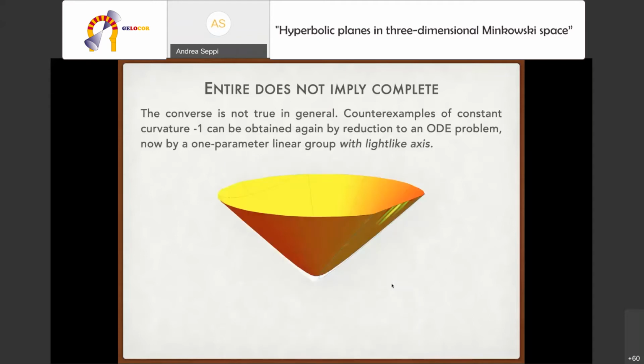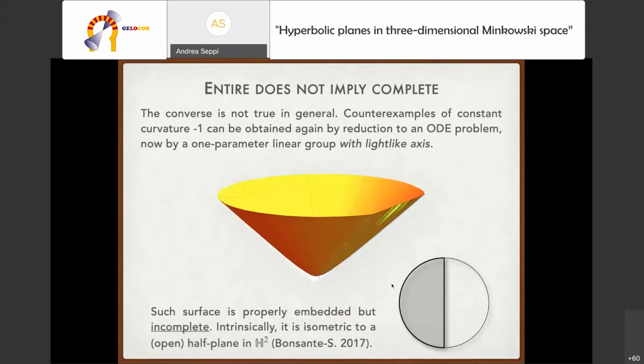In fact, this example is also very easy to manage, and one can prove that intrinsically the surface, as I said, is incomplete, and it is isometric to a half plane in H2. So we have finite length geodesics which reach these boundary components, and these are the geodesics that are escaping in this direction. So that's one of the main difficulties: classifying hyperbolic planes in Minkowski space is not the same as classifying entire surfaces.